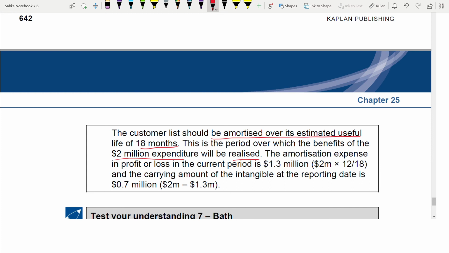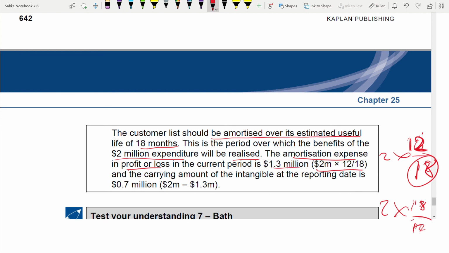So what will be the amortization expense that will go in the profit and loss in the current period? 1.3 million. How? 2 million into 12 divided by 18. Usually, let's say 6 months, it will be 6 over 12. This time, the denominator will become 18, because it is out of 18 months. So 2 into 12 divided by 18. It's not 2 into 18 divided by 12. Come on, how can that be? The numerator has to be less, right? Out of 18 months you are going to get the benefit. So 2 into 12 divided by 18. This will be the amortization expense.